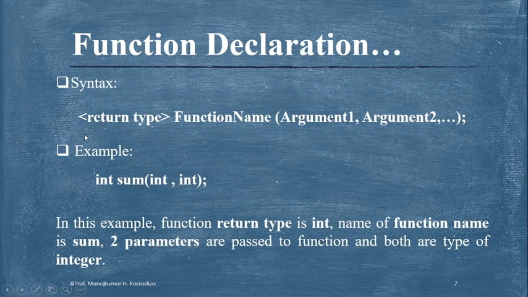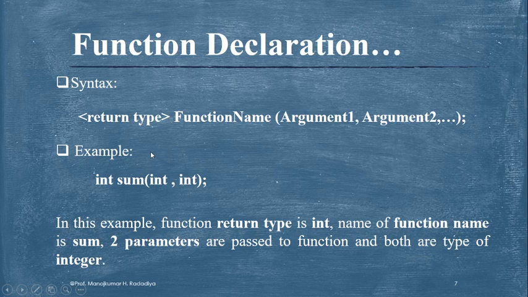The syntax for the function declaration is: first we type the return type, then a space, then the function name, then in round brackets we pass the arguments, the number of arguments separated with commas, and at last we use the semicolon. Here the arguments are optional.